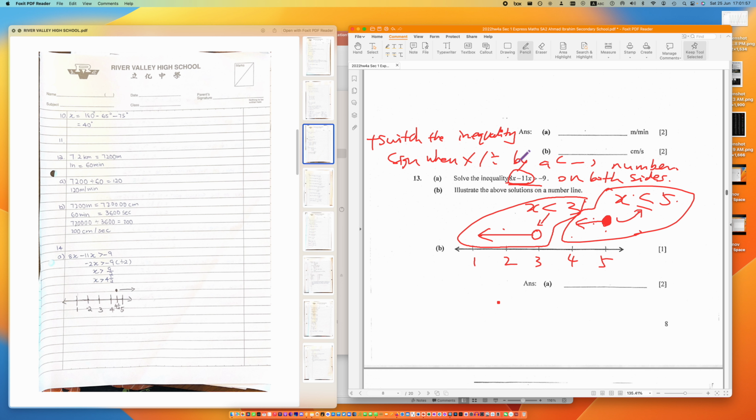So remember, you must divide or times a negative number on both sides, not one side only. On both sides. Then switch. Okay? Good. So first half.